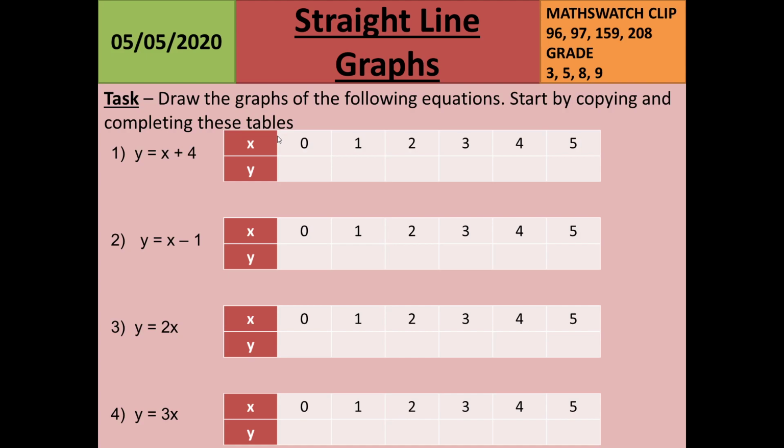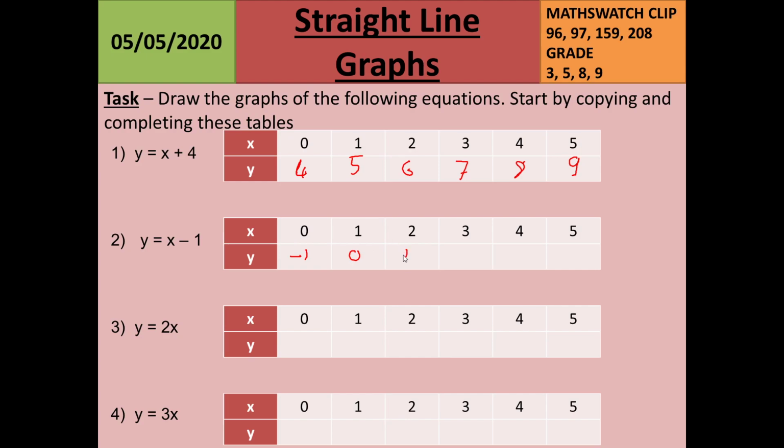Okay, so hopefully you've done these tables now, and you've got the following things. So y equals x plus 4 means that the y coordinate is the x coordinate plus 4. 0 plus 4 is 4, 1 plus 4 is 5, 2 plus 4 is 6, 3 plus 4 is 7, 4 plus 4 is 8, and 5 plus 4 gives us 9. Okay. Over here, y is the x coordinate take away 1. So the x coordinate, take away 1, is going to be minus 1.